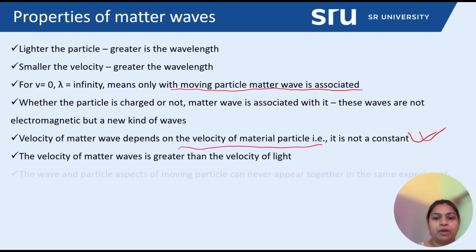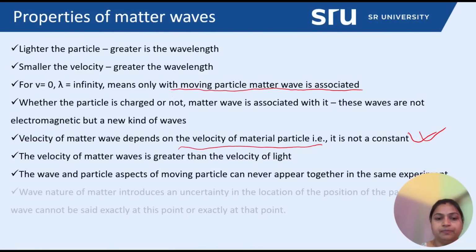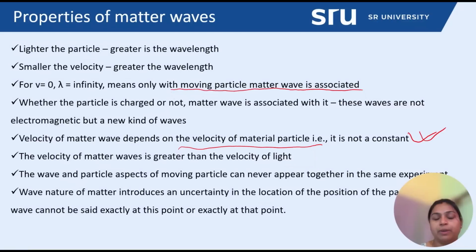It is not constant, and the velocity of matter waves is greater than the velocity of light. The wave and particle aspects of a moving particle can never appear together in the same experiment, and the wave nature of matter introduces an uncertainty in the position of the particle. A wave cannot be said to be exactly at a point.